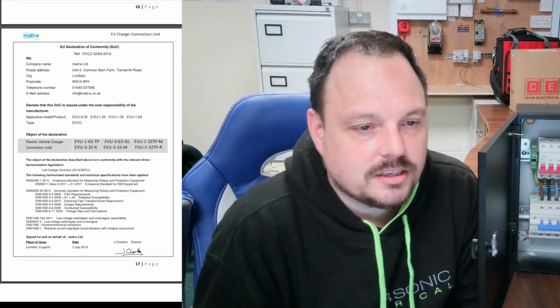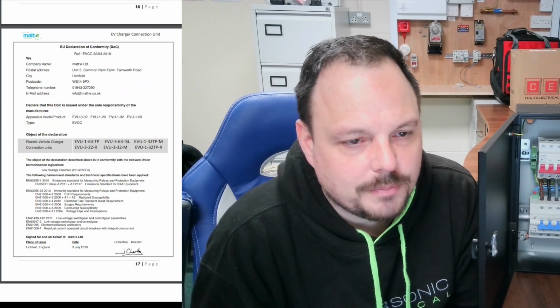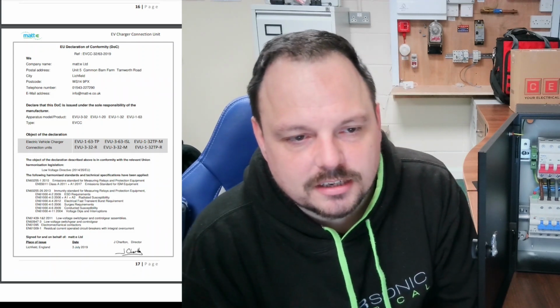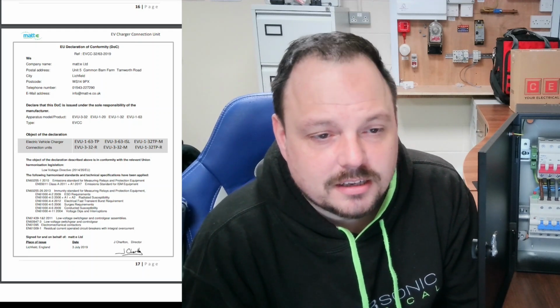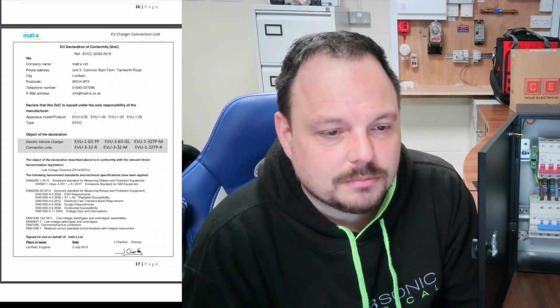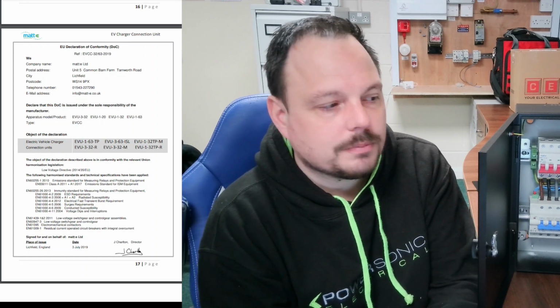British standards. So you can see here at the bottom there, it says the following harmonized standards and technical specifications have been applied, and then it gives all of those. I'm not going to read through them. So yeah, that's the instruction manual. I'll just zoom that down and zoom me back up, and I'm going to have to take that call. So I'll jump back in a second.